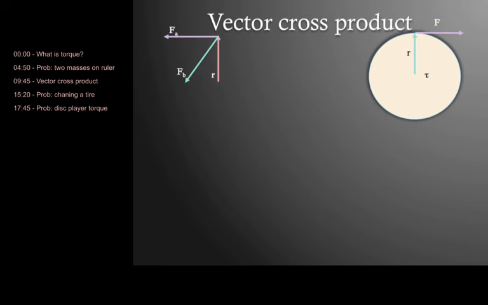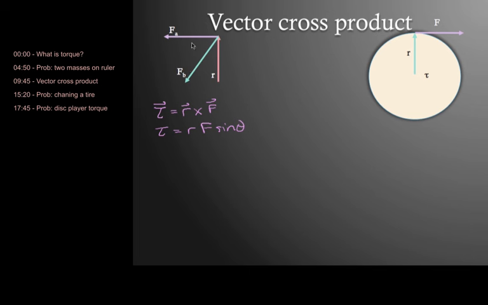So let's talk in a little bit more detail about this vector cross product. For the cross product, we're going to have tau is r cross F. So I said that this tau is a vector and that the magnitude of the vector is rF sine theta.